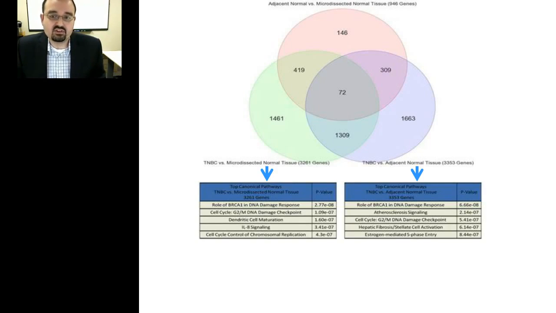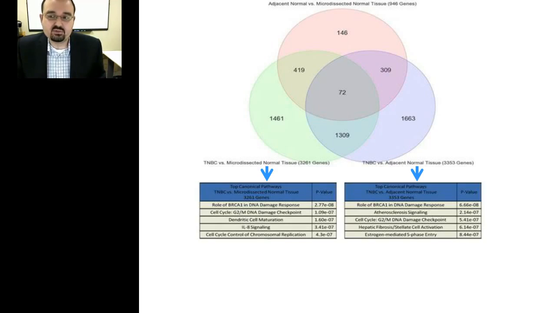One of our first results was a principal components analysis of the RNA-seq expression of these various groups. Here in blue are the Komen tissue bank microdissected normal tissues. In green are the adjacent normal tissues from TCGA. The purple are the triple-negative breast cancers from TCGA. And the red represent the triple-negative breast cancers that we sequenced from Indiana University.